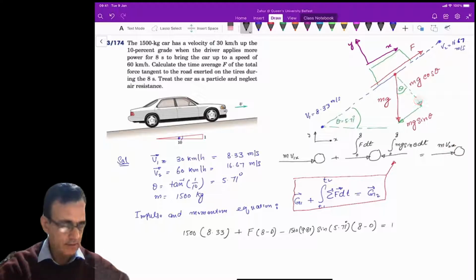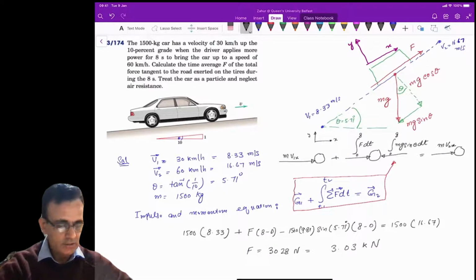So m is again given, which is 1500. And v2x is given, which is the final velocity, 16.67. Now, if you look at this equation, the only unknown in this equation is just this F here. And it is just a simple mathematical equation. So you can just solve this equation, and from here you will calculate F, which will be 3028 Newton. Or you can convert this into kilonewton, if you just divide this by 1000, you will get this force here.